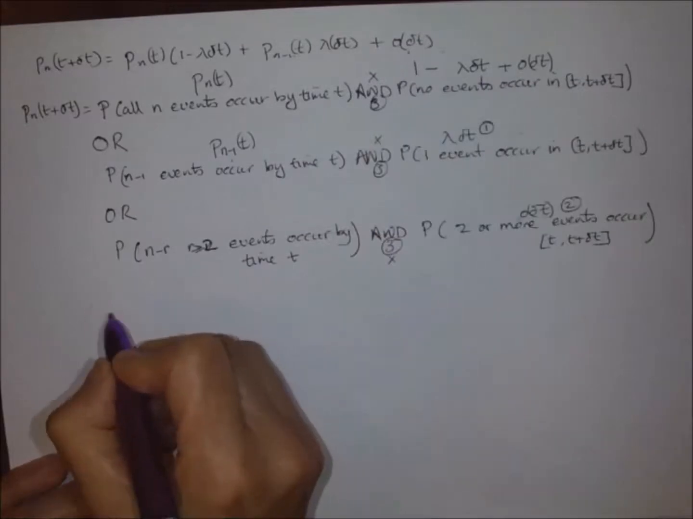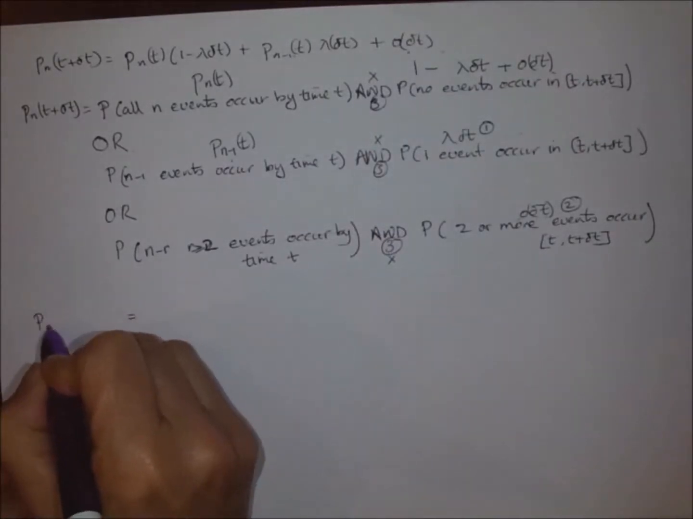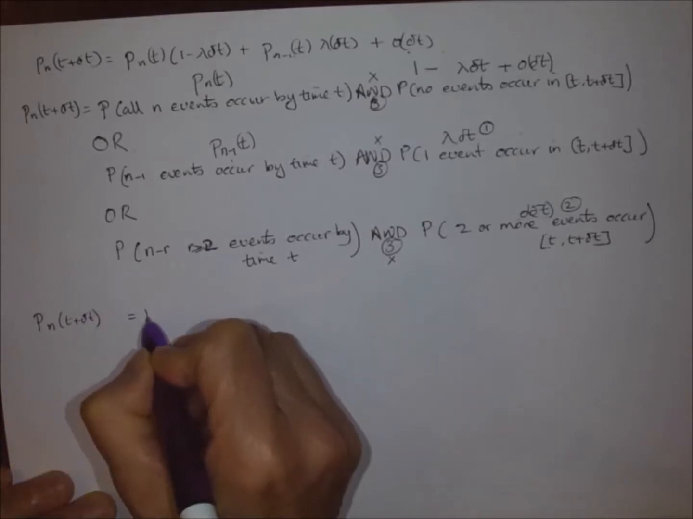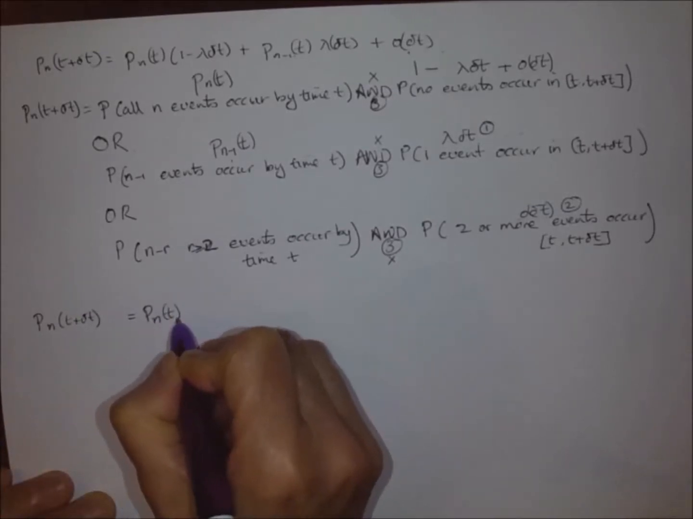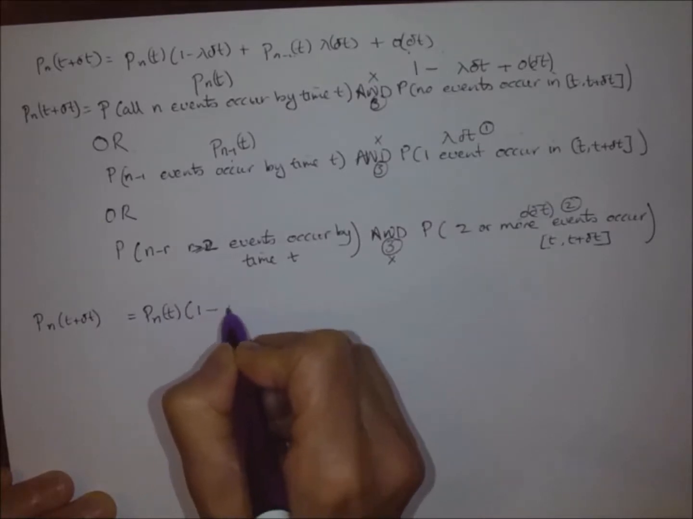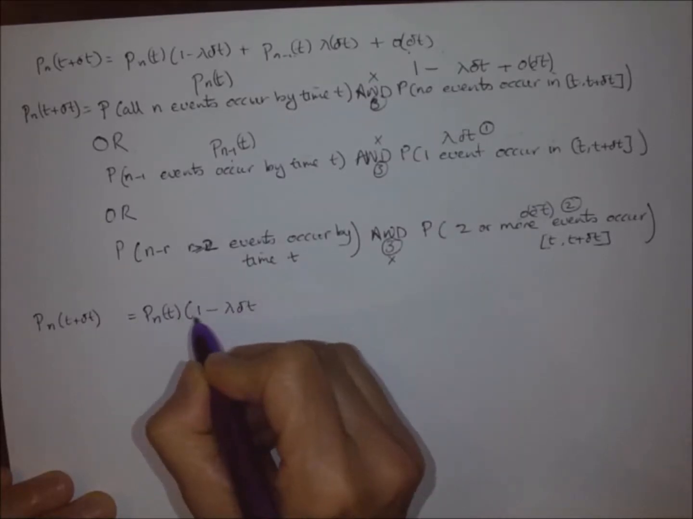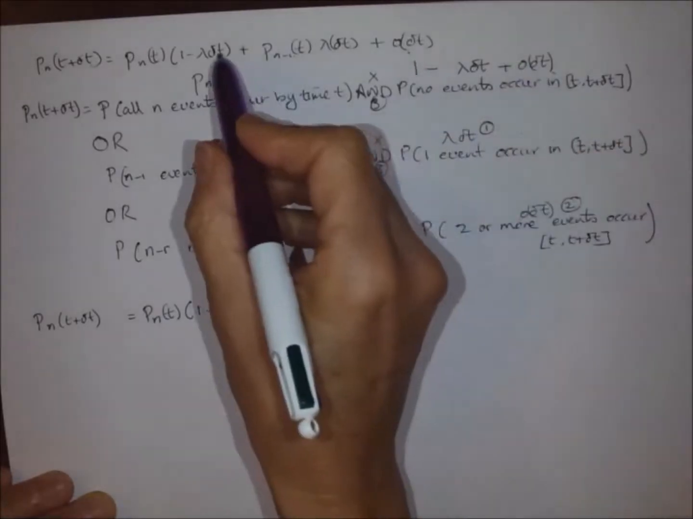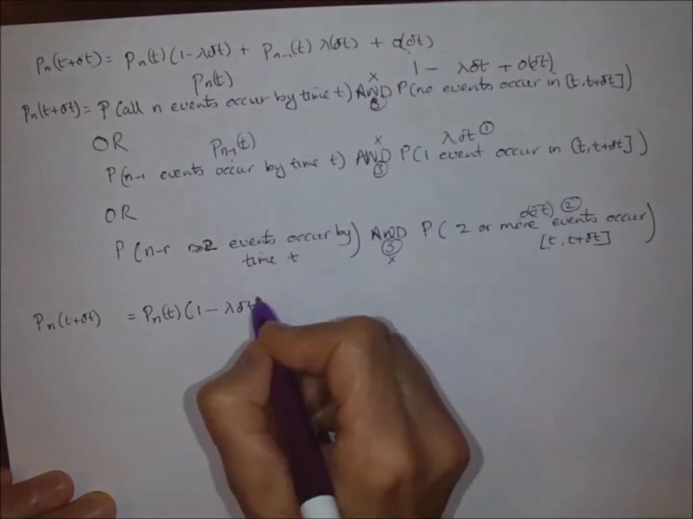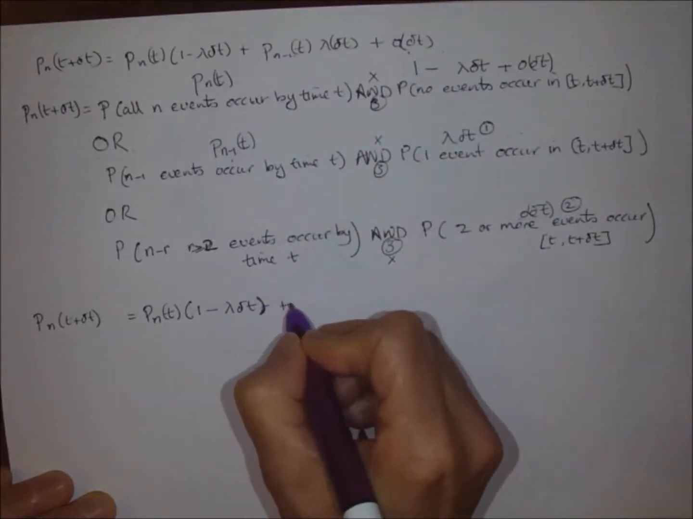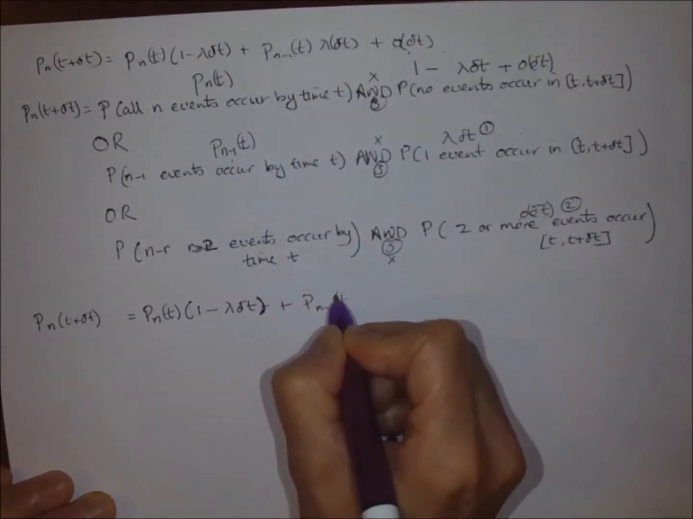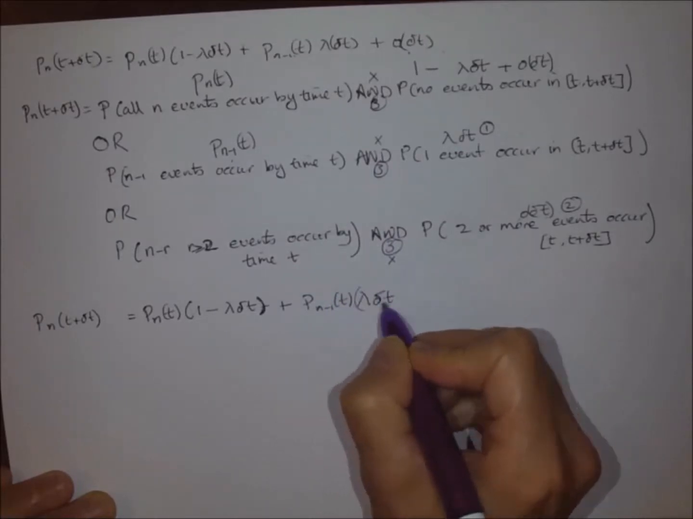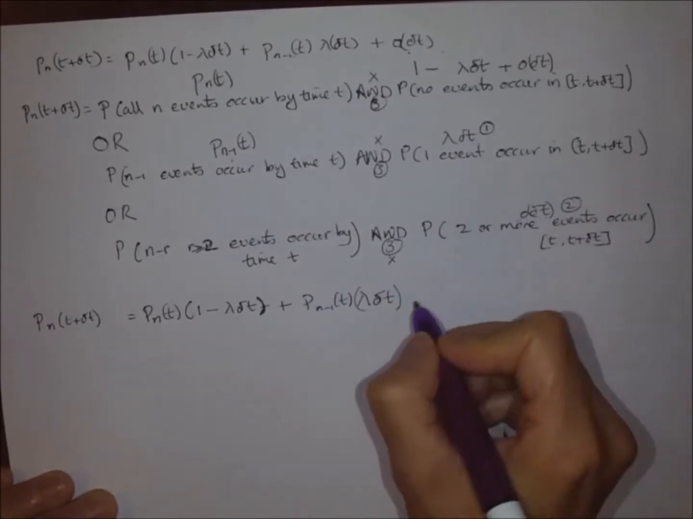Okay, so if we put these all together now, the probability that n events occur by time t plus delta t is equal to the probability that all n events occur by time t multiplied by the probability that no events, or 1 minus 1 or more events, occur. And we'll leave a little o delta t to the end like Patty does. So we'll just do that. And then plus the probability that n minus 1 events occur by time t, and one event, which is lambda delta t, occurs in the small time interval t to t plus delta t.